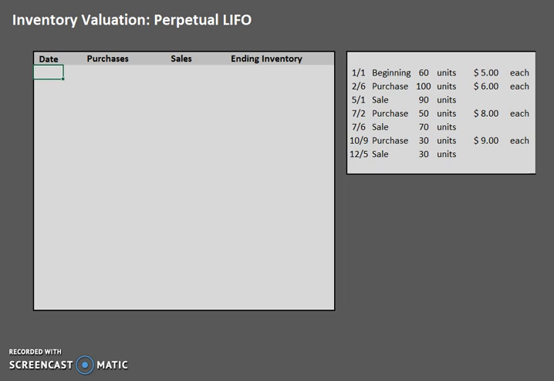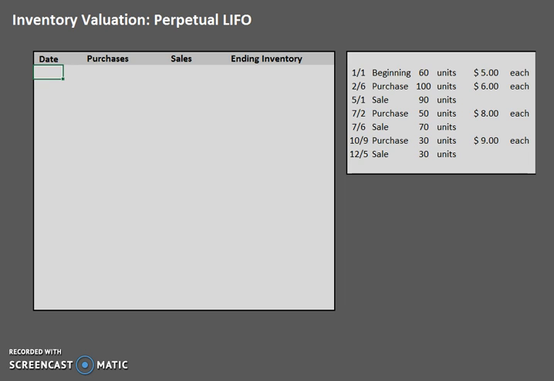Accounting lessons every week. Now, we are going to be going over the Perpetual LIFO method of inventory valuation. Keep in mind that this is a cost flow assumption. It does not necessarily reflect what's actually happening in real life. This is just an accounting method. So in this case, we are going to be focusing on the perpetual aspect of inventory valuation as well as the LIFO aspect of inventory valuation.